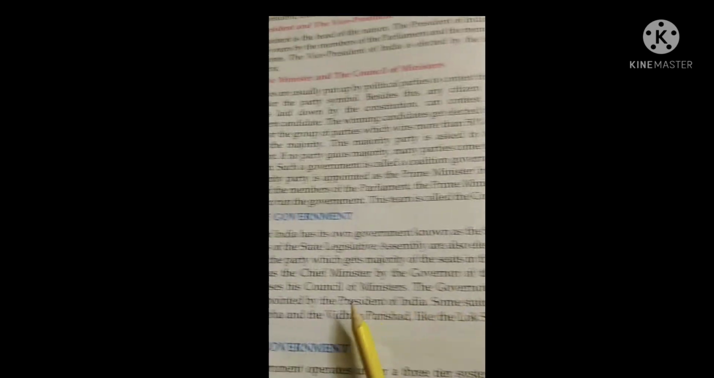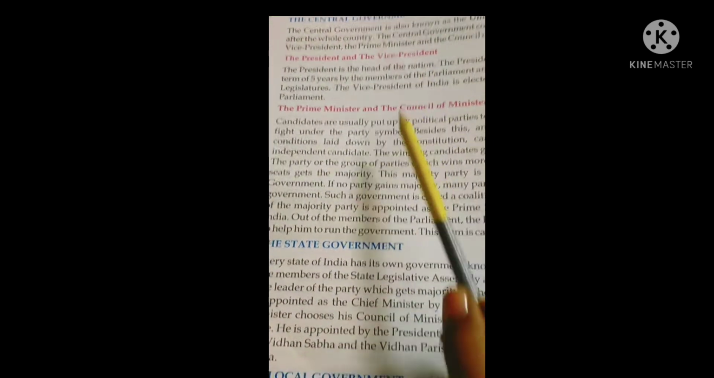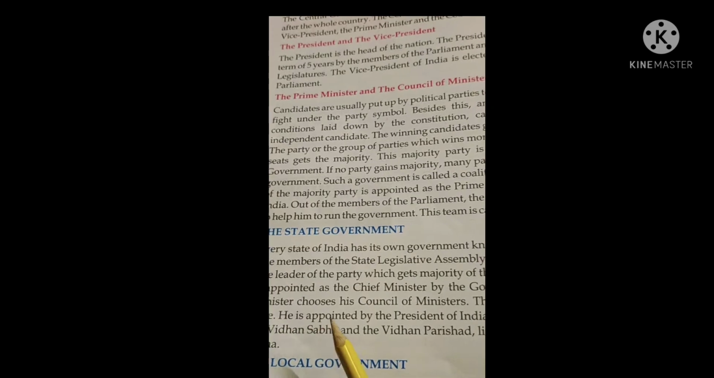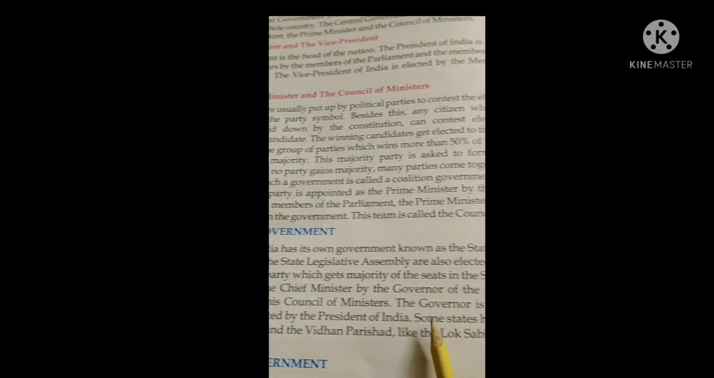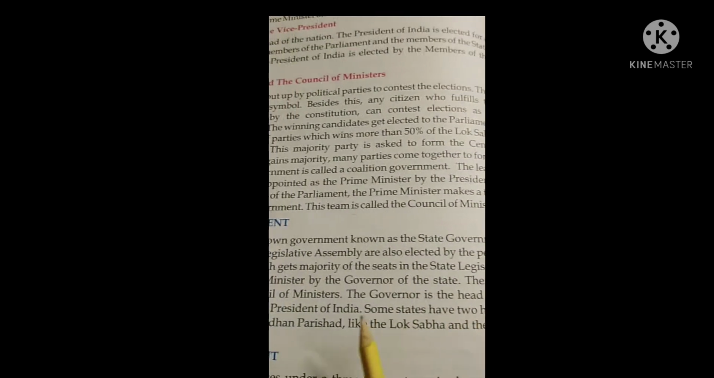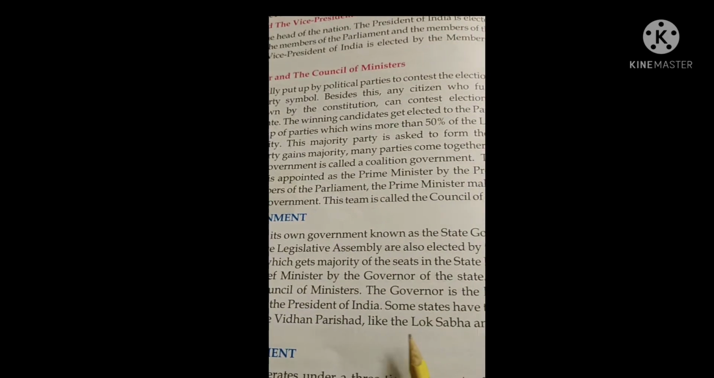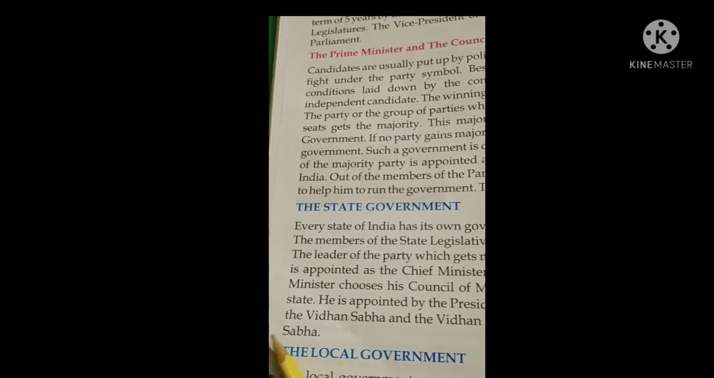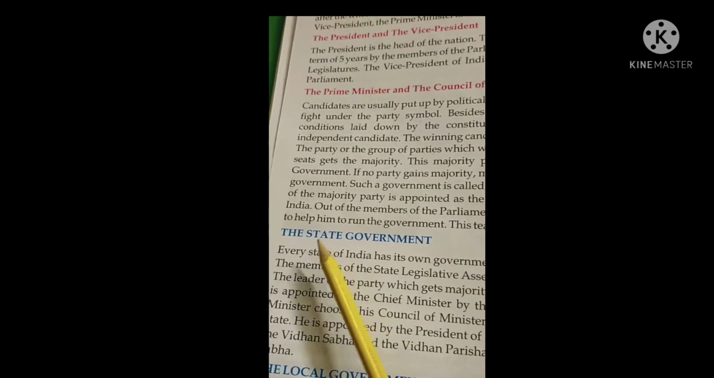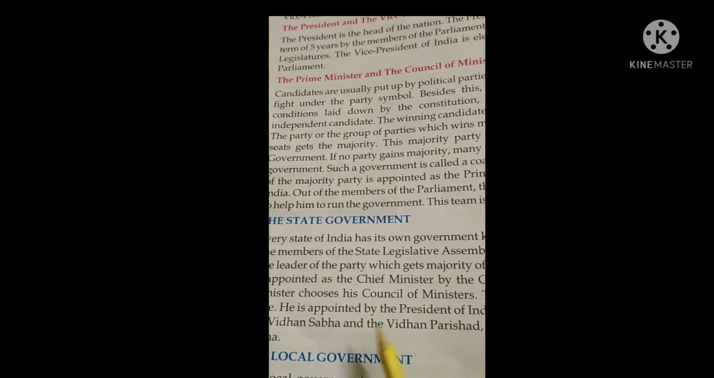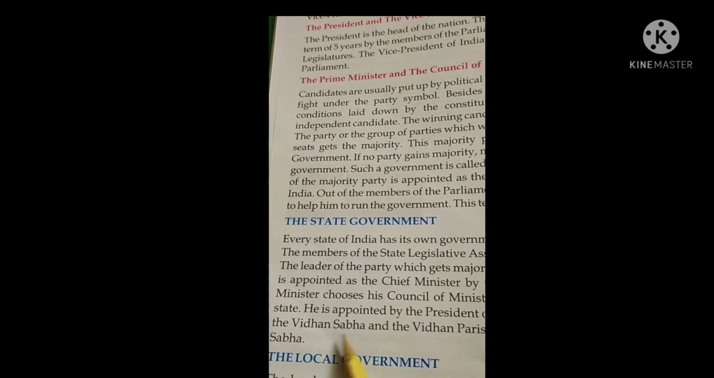The governor is the head of the state, like the president is the head of the nation. He is appointed by the president of India. Governor को कौन appoint करता है? President. Some states have two houses, the Vidhan Sabha and the Vidhan Parishad, like the Lok Sabha and the Rajya Sabha. So in central government we have Lok Sabha and Rajya Sabha. Similarly in state government some states have Vidhan Sabha and Vidhan Parishad, two houses. Mostly states have only one house, that is Vidhan Sabha.